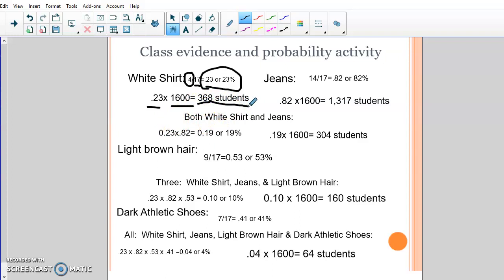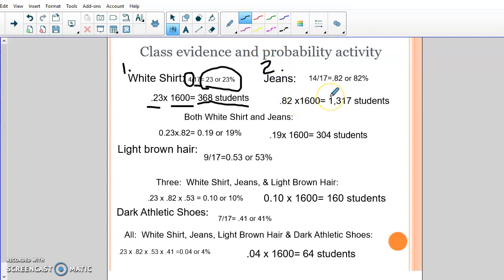If we took our class as like a general population, right? If we said this was a sample of the student body at Goldwater, okay? But 368 students is still too many to figure out who committed the crime. So now I'm going to take a look at the next thing. So we said white shirt was one of the characteristics, right? That was our first one. The next one we're going to take a look at is jeans, okay?